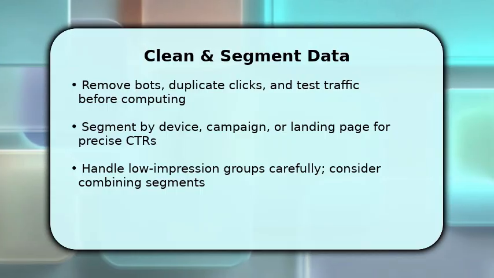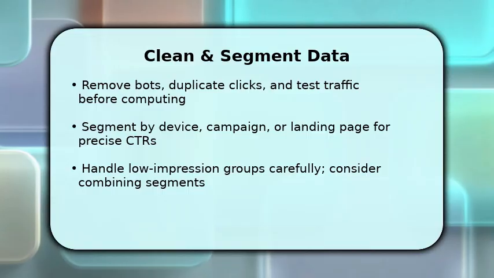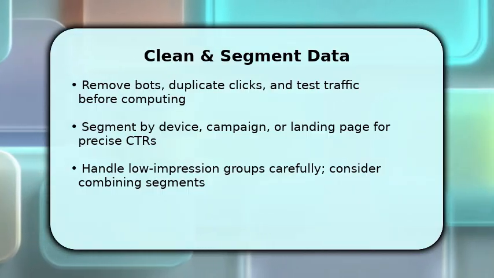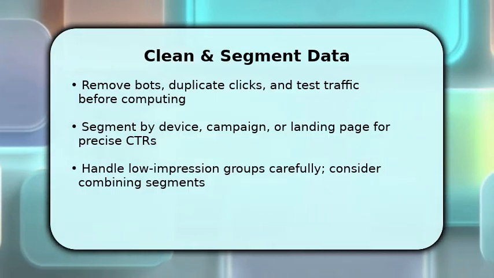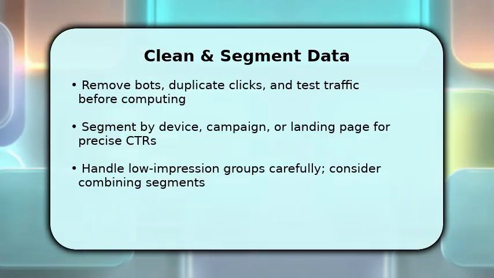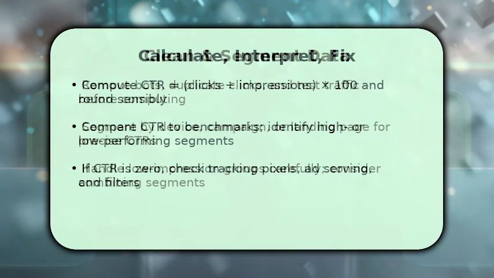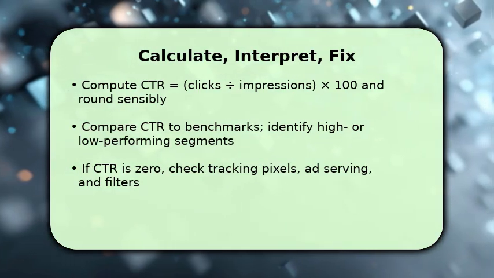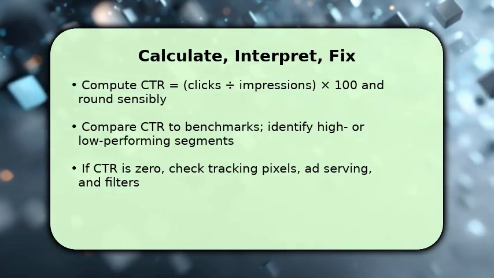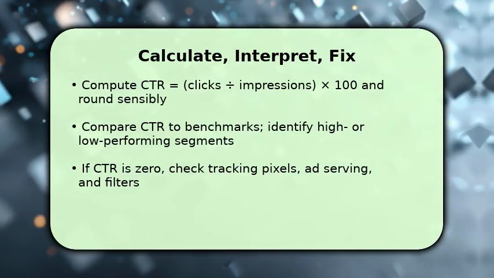If a segment has very low impressions, combine it with a similar group or flag it as statistically unreliable. Once segmentation is settled, you're ready to apply the formula to each group and compare results against your expectations or Finally, calculate CTR by dividing clicks by impressions and multiplying by 100 to get a percentage, then round to a practical decimal place. Interpret that percentage against your benchmark.